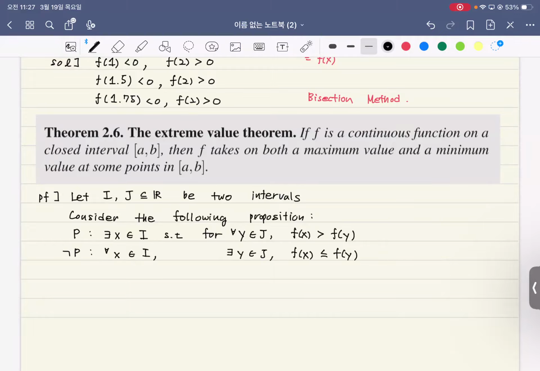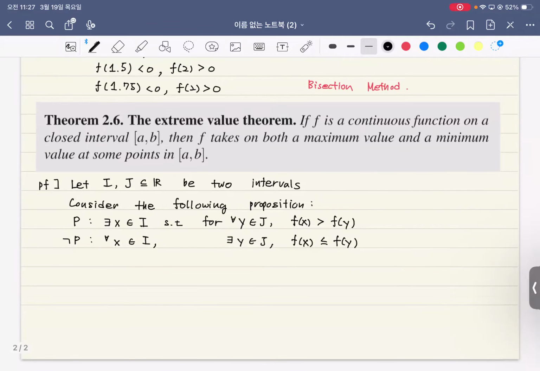So, which is the opposite? In order for the negation of P to be true, there must be a point in interval J, and the function value at this point bounds all the function values in the other interval I. So no matter which intervals I and J you have chosen, either one of these must be true, right?